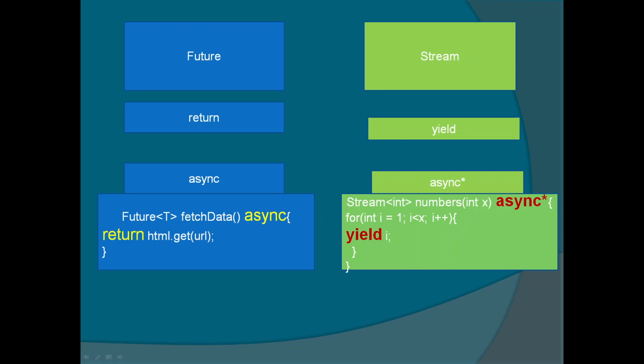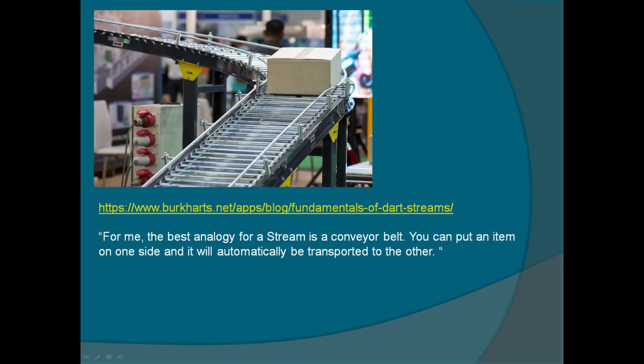And here, a little bit down, we have examples where they show the difference between future and stream. Instead of return we use yield, and instead of async we use async with an asterisk.